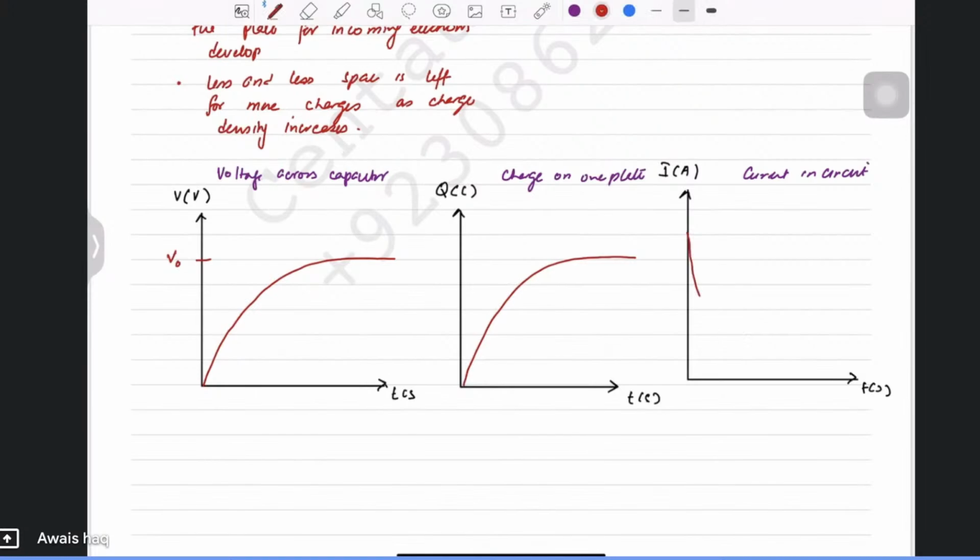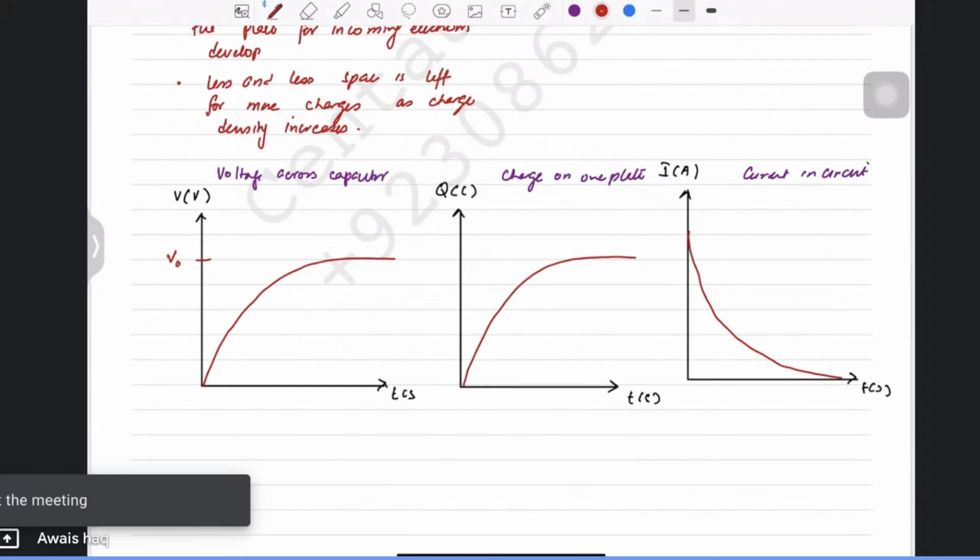The reason is that the current is initially high because there's a lot of space, so the charges flow fast, and then as the space is being filled, the current becomes smaller and smaller until charges can flow no more, and the capacitor is full. All right, is it clear, everyone? Any questions, please? Okay, you can please draw this, and then we're going to move forward.